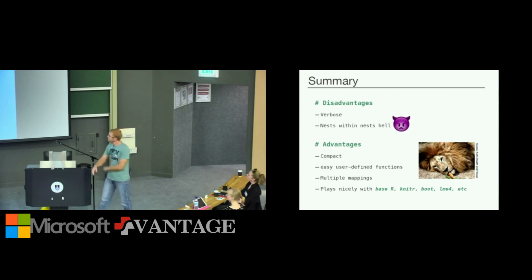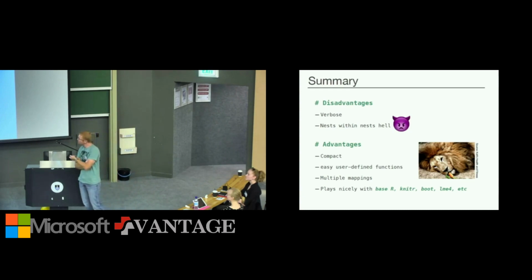So there are advantages and disadvantages. Disadvantages, it can be quite verbose in terms of how you write it down. Depending on how long your functions are, you might want to predefine your functions and then put them into map. And you can get into nest hell. The first time I used nesting, I think I got 3 nests deep, or 4 nests deep, and I didn't know how to get my data out again. My indexing skills weren't good enough to get the data out again. So you can have the problem of indexing too deep in terms of nesting.